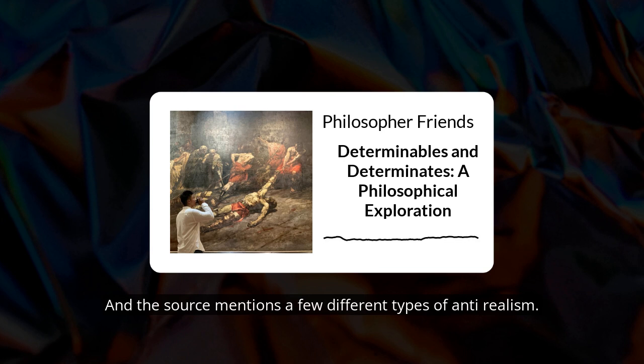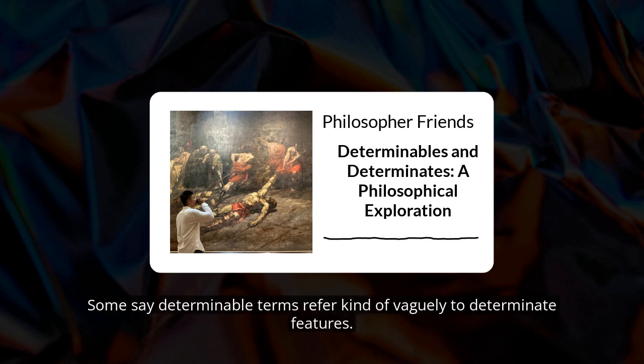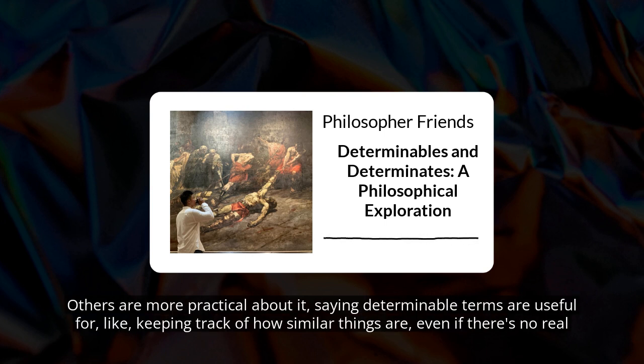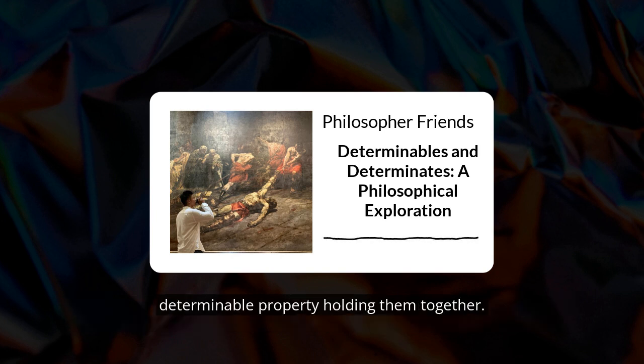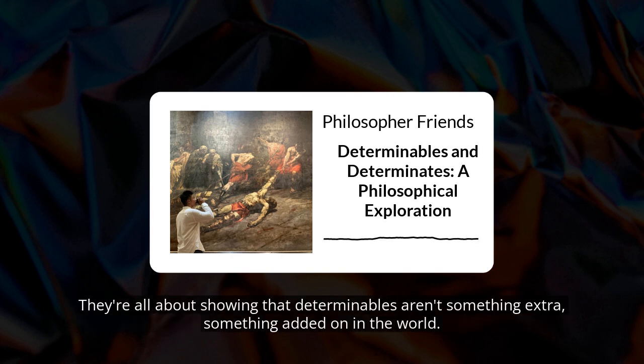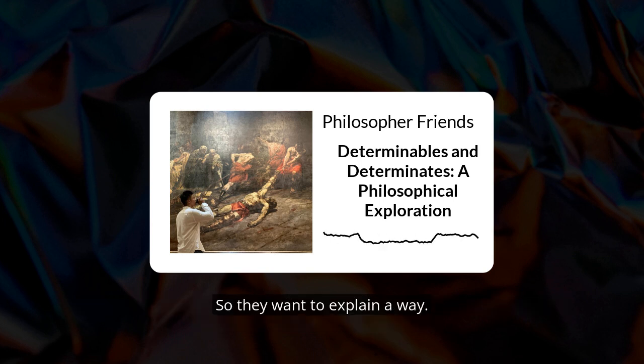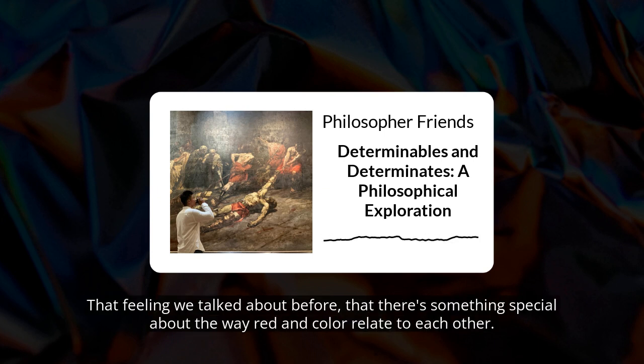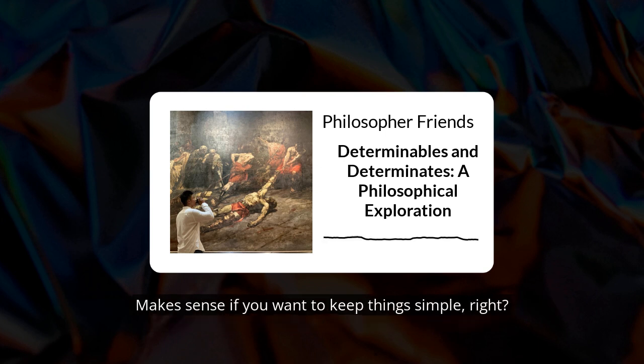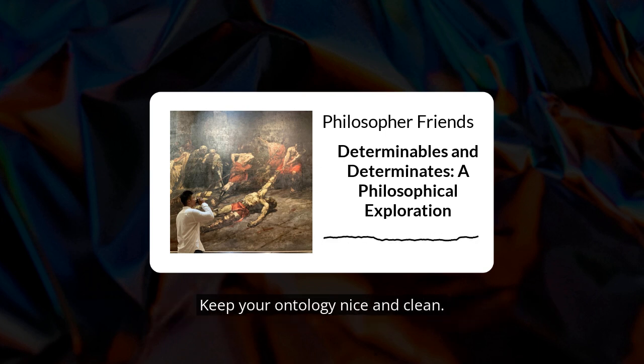It is, and the source mentions a few different types of anti-realism. Some say determinable terms refer kind of vaguely to determinate features. Others are more practical about it, saying determinable terms are useful for keeping track of how similar things are, even if there's no real determinable property holding them together. They're all about showing that determinables aren't something extra, something added on in the world. So they want to explain away that feeling we talked about before, that there's something special about the way red and color relate to each other. Makes sense if you want to keep things simple, right? Keep your ontology nice and clean.